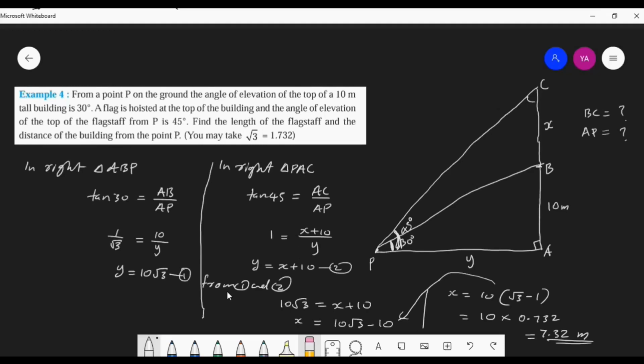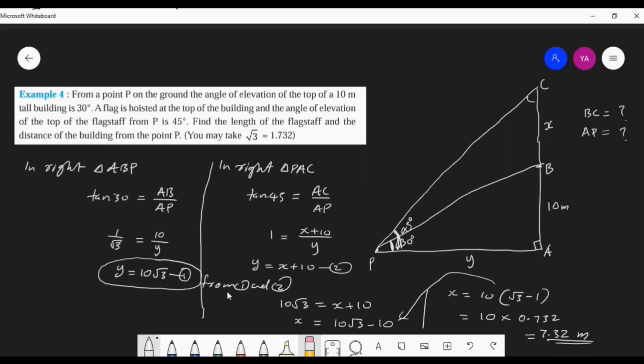We finished half of the first sub question. The second sub question is to find the distance of the point P from the building. That is AP. What is AP? y. Y is AP, and we have it here itself. Yes, this is the distance.